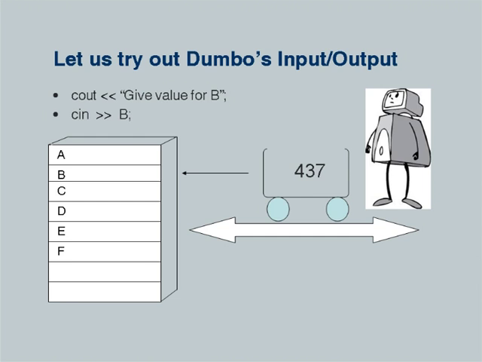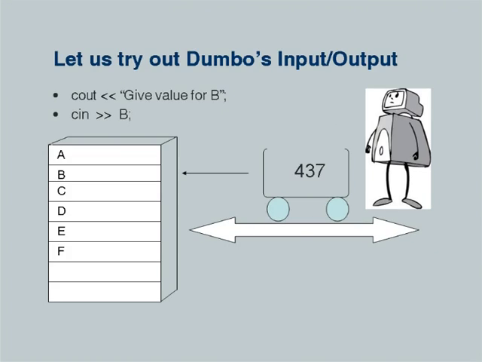Notice that I give him these two instructions. Give value for B. Why am I saying this? Suppose I had said only C in greater greater B. What would happen? Dumbo will come to a cart and say, give me a value. But even I won't remember what value I have to give him, whether it's for B or A or D or whatever. So it is nice to give first an instruction which will tell me later what value I am supposed to give. So give me the value for B. This will first come out.